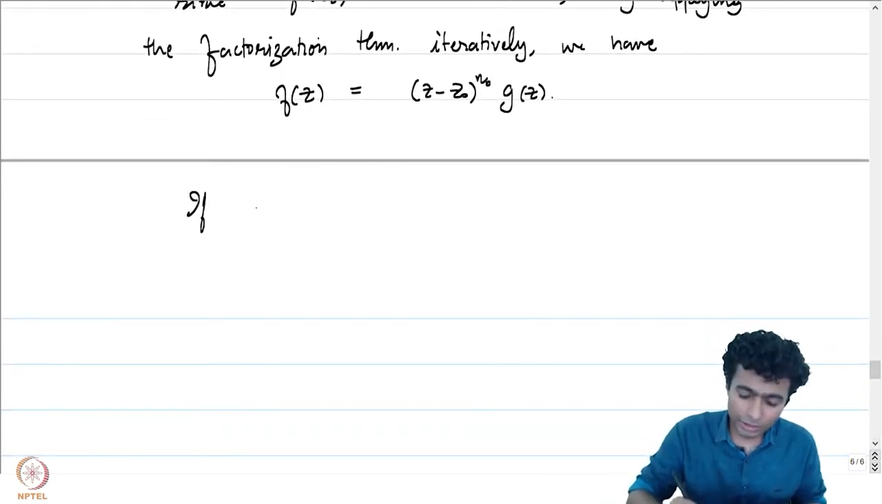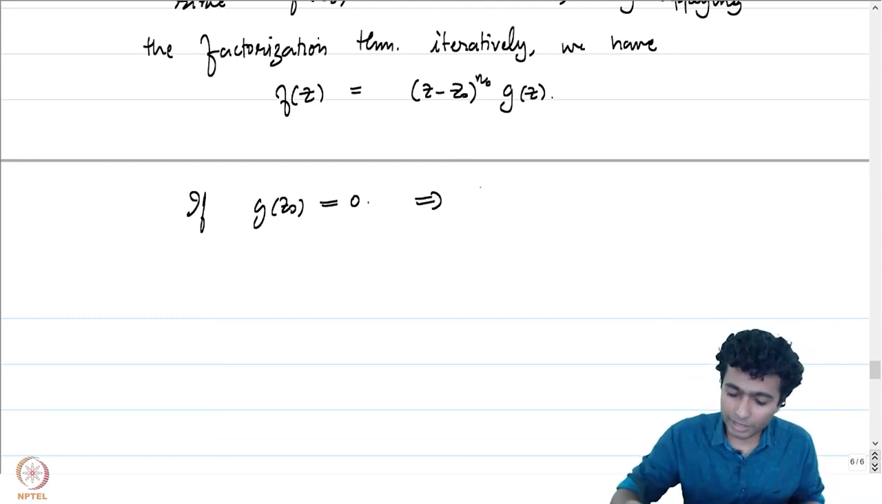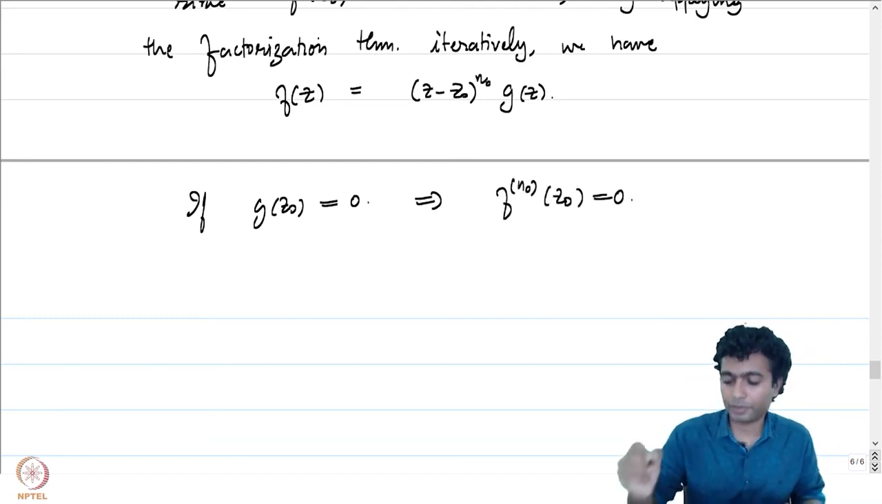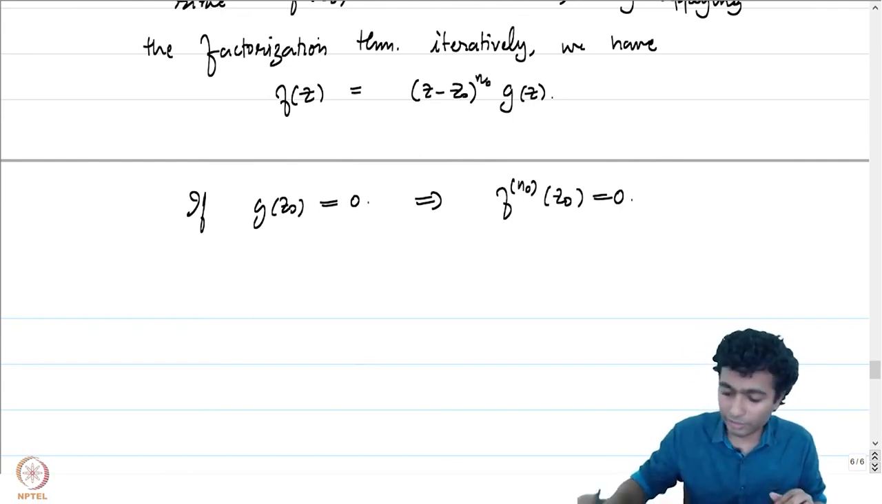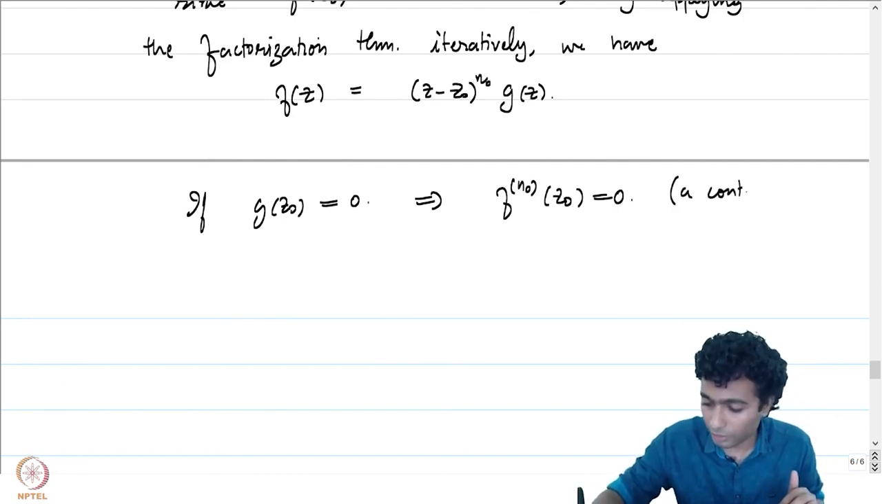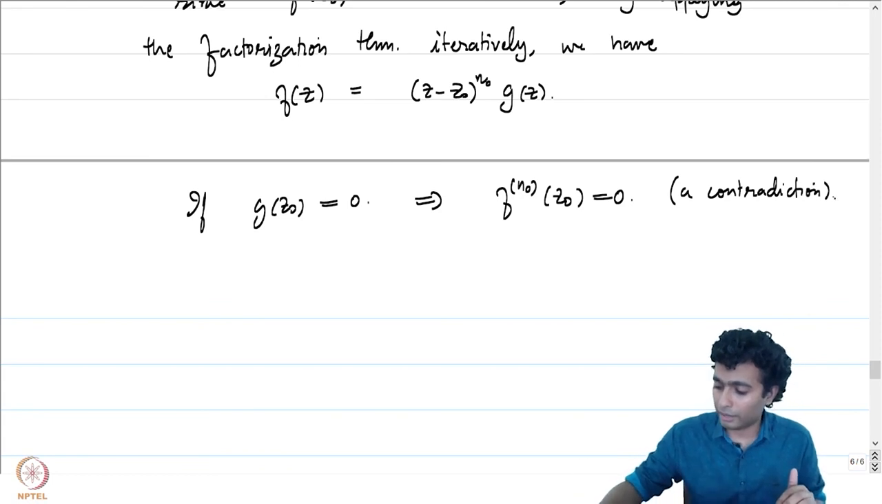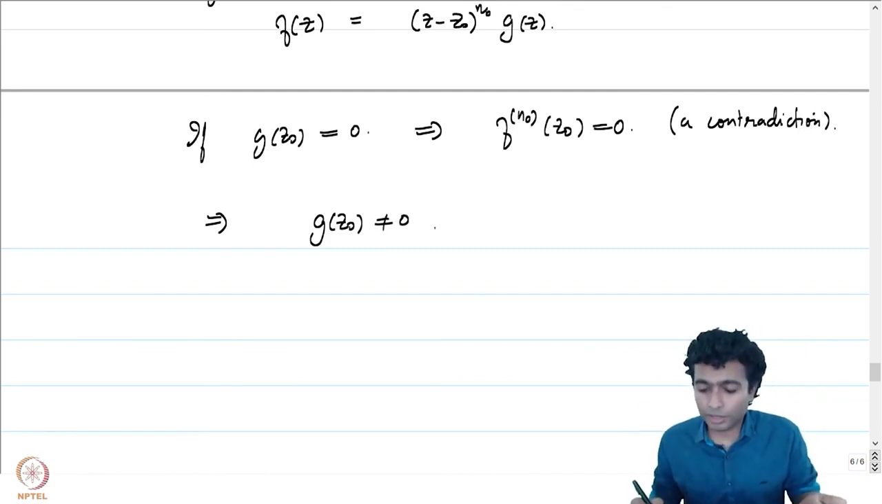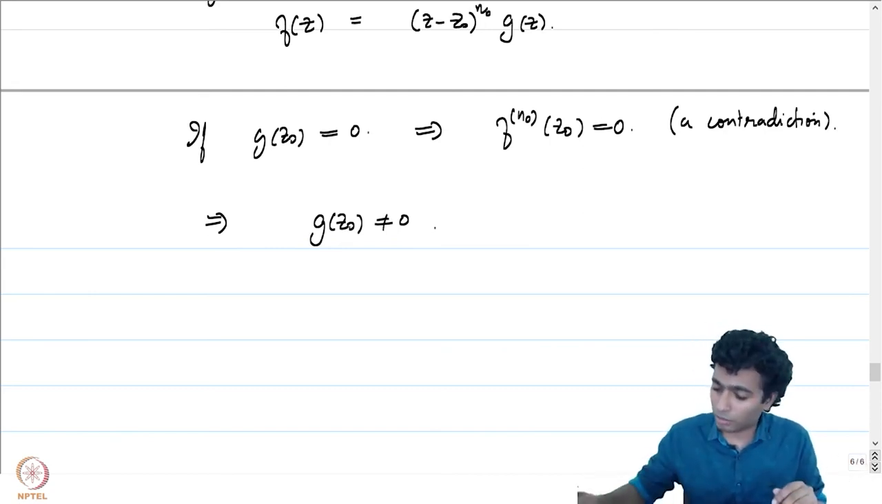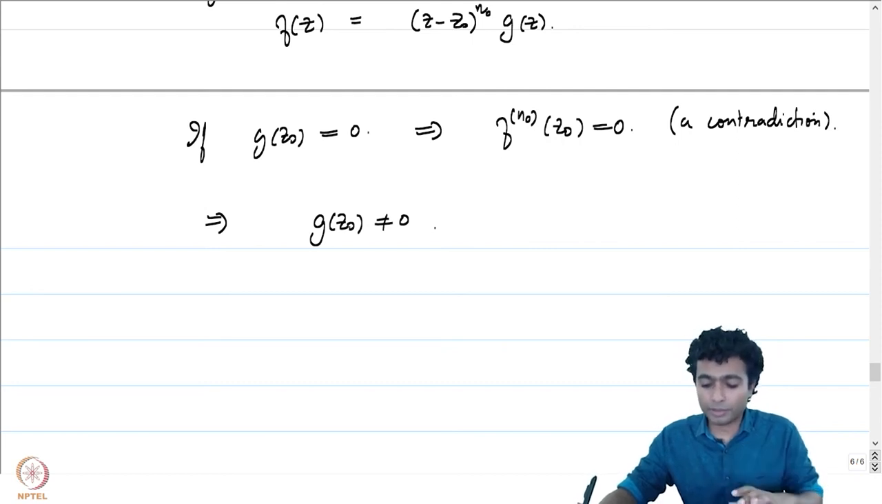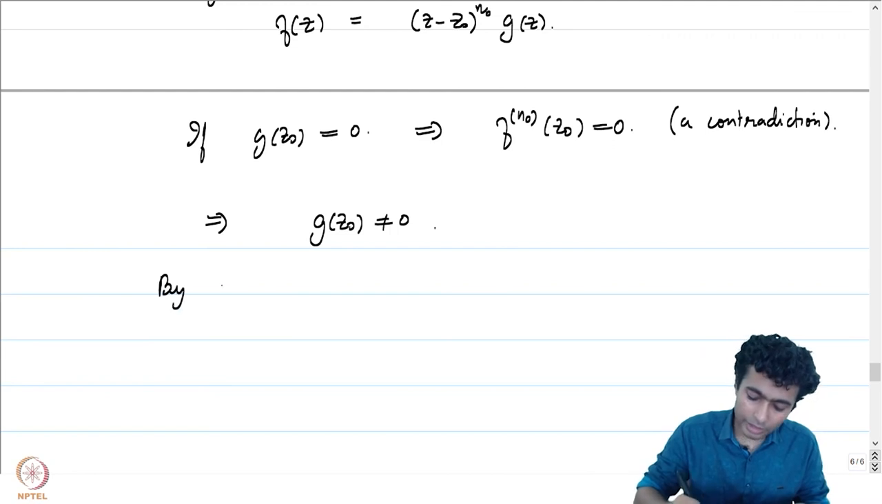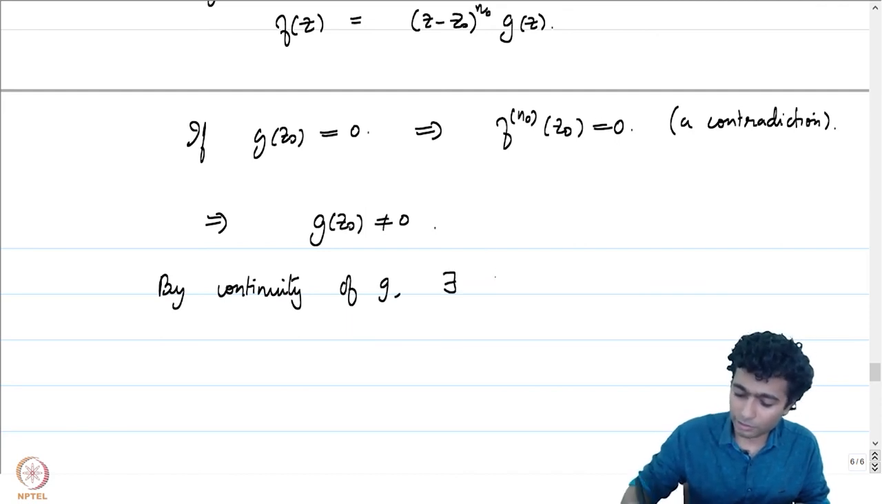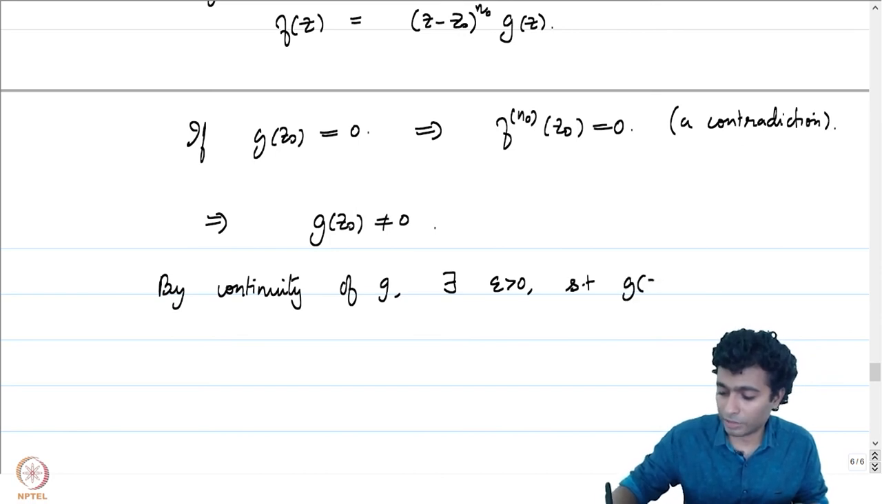But then if g(z0) were equal to 0, that would imply that f^(n0)(z0) is also equal to 0. But we have assumed that n0 is the smallest integer where this does not happen, where f^(n0)(z0) is not equal to 0. That is something which we have assumed, and therefore this implies that g(z0) is not equal to 0. But g is again going to be a power series, and therefore it is holomorphic, and because of that we will be able to conclude by the continuity of g, there exists some epsilon positive such that g(z) is not equal to 0 on D(z0, epsilon).